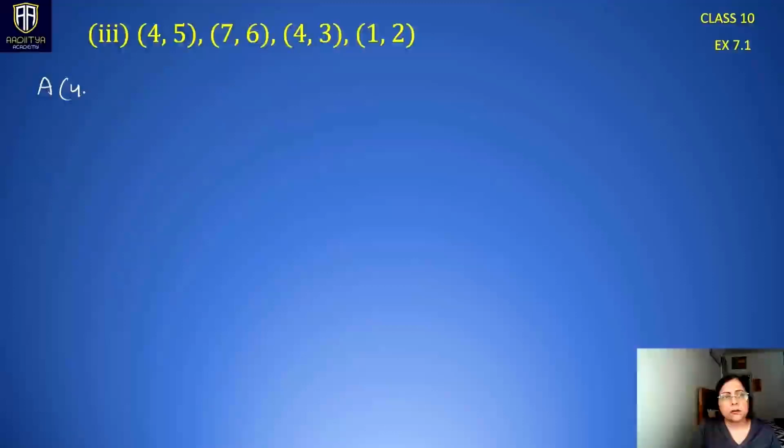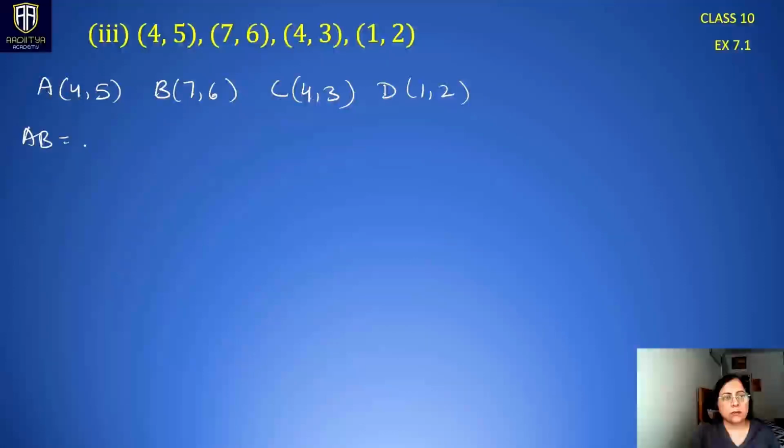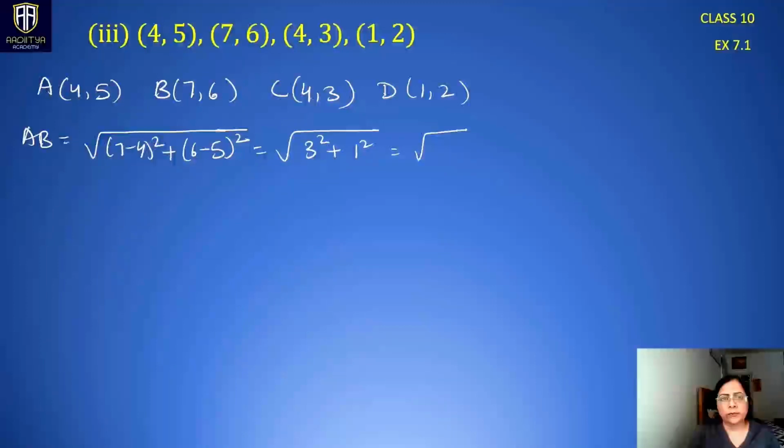Next part is, let A be 4, 5, B is 7, 6, and D be 1, 2. So here we find all the sides first. AB is 7 minus 4 whole square, 6 minus 5 whole square. So we have 3 square added to 1 square. 9 plus 1 is root 10, right?